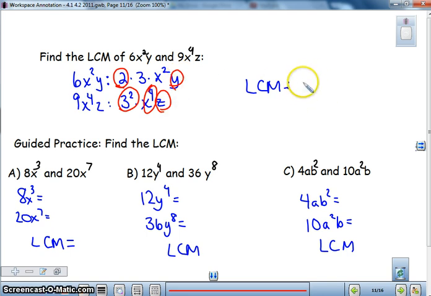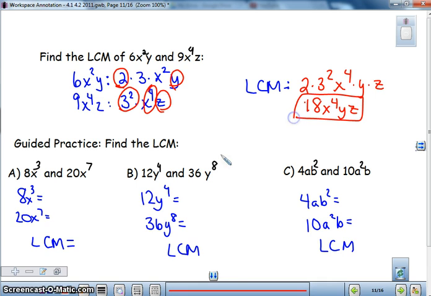So if I'm looking at my least common multiple, I have to have a 2, 3 to the second, x to the fourth, a y, and a z. That means 2 times 9, which is 18, x to the fourth, y, z is my least common multiple. Different than our greatest common factor.